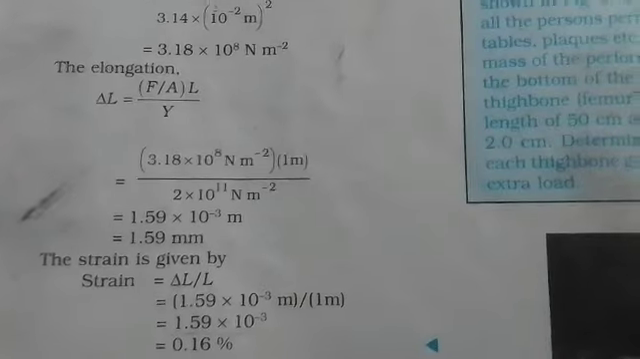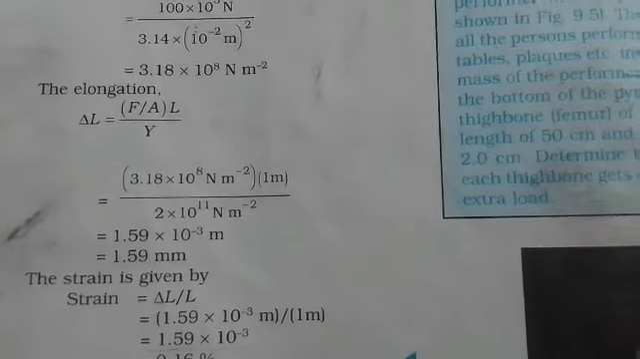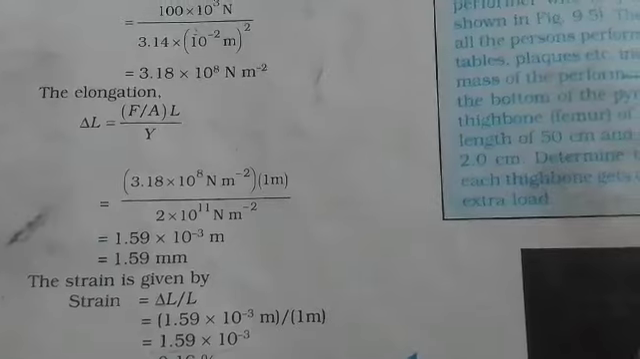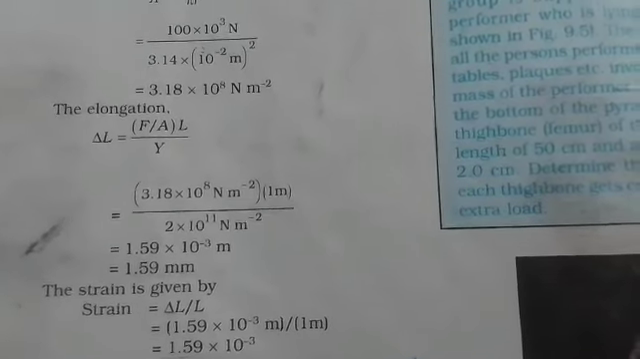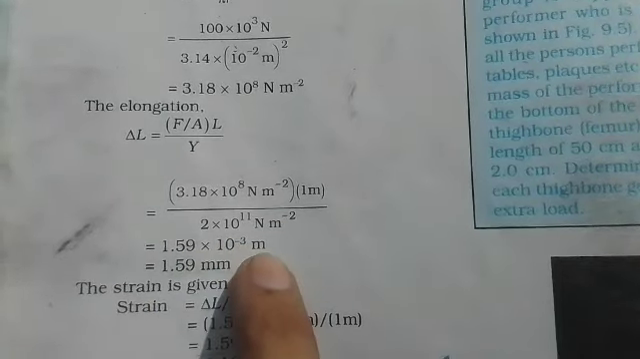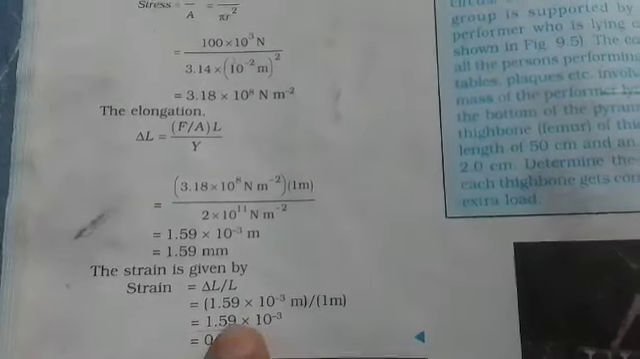Now we need to find out the strain of this question. For finding out the strain, we need to find del L by L. So del L by L is the strain. We have already found this value to be 1.59 into 10 to the power minus 3 meter, divided by 1 meter, that is the length of the steel rod. Dividing this by 1 meter, we will obtain 1.59359 into 10 to the power minus 3. So by doing this, we will be able to solve this first question.